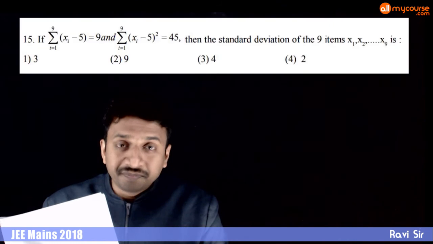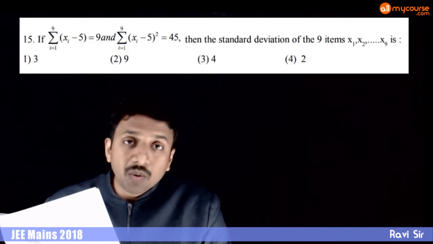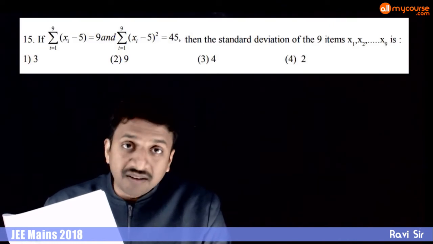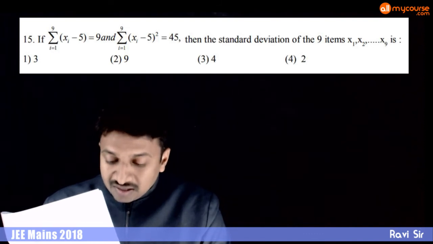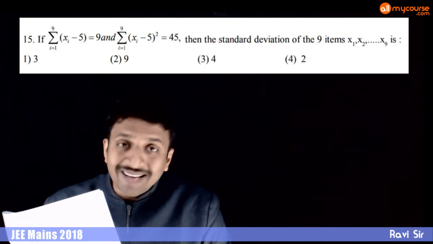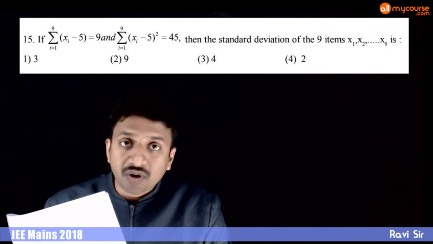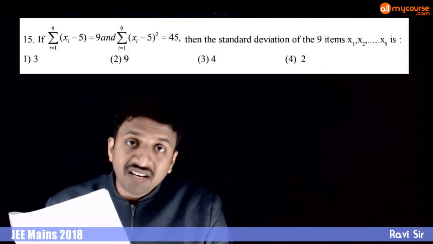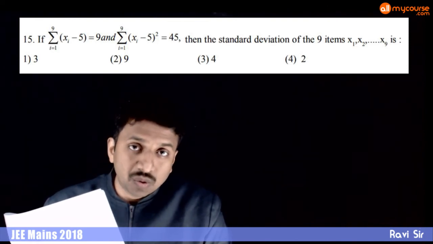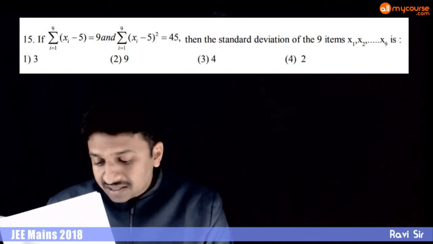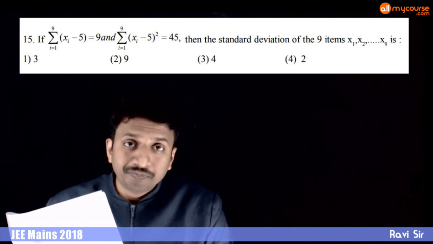Question number 15. Sigma i equals 1 to 9, (xi minus 5) is equal to 9. Sigma i equals 1 to 9, (xi minus 5) whole square is 45. What is the standard deviation of x1, x2, and so on up to x9? The answer here is 2.